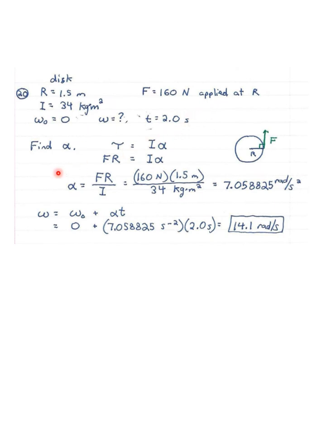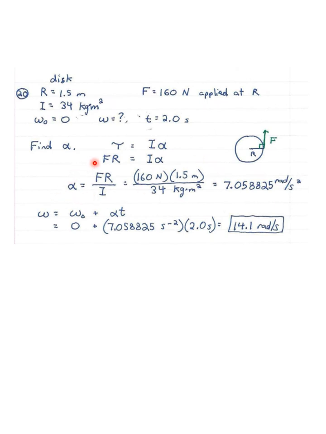We need to find the acceleration first. And so using that torque is moment of inertia times alpha. Torque is force times lever arm. Now there is also a sine theta component in there, but because it's being applied tangentially, that theta is a 90-degree angle. So the sine of 90 is 1, and it just becomes force times the lever arm equals I alpha. We'll solve for alpha.